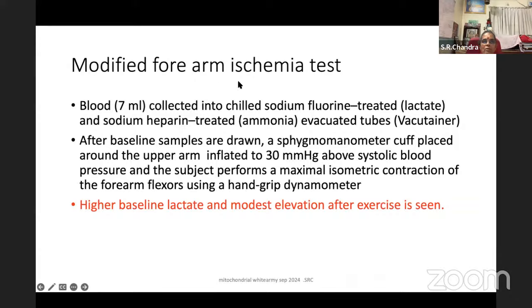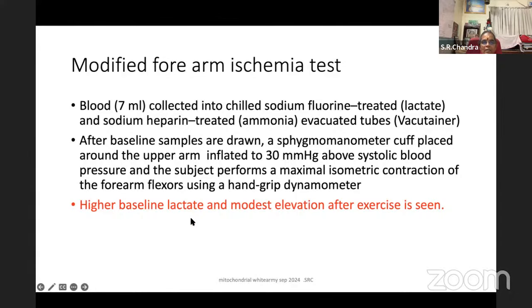And we can do simple tests apart from the genetics and other things, muscle biopsy. You can do the modified forearm ischemia test. You have to collect several ml of blood in a chilled sodium fluoride treated bottle for lactate, and a sodium heparin treated bottle for ammonia, in evacuated tubes, vacutainers. After baseline samples are drawn, a sphygmomanometer cuff is placed around the upper arm, inflated to 30 millimeters of mercury above the systolic blood pressure, and the subject performs a maximum isometric contraction of the forearm flexors using a hand grip dynamometer. So with the BP apparatus.